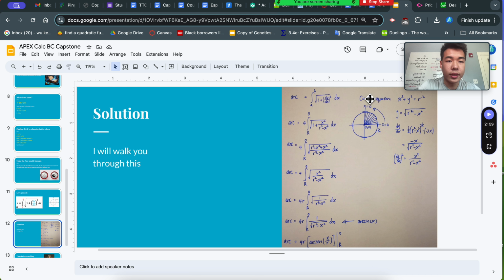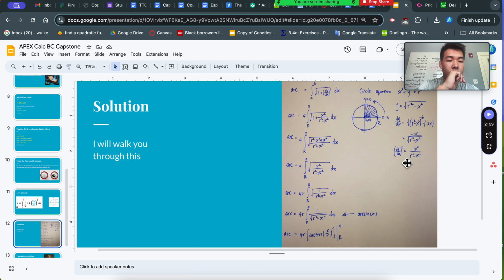So we know the givens, right? Now you want to isolate y. y equals the radical of r squared minus x squared, and you want to differentiate this by rewriting the radical as 1/2, and then this is just power rule, then chain rule. Then you want to square this. Now this becomes x squared over r squared minus x squared. Now you plug this into our integral.